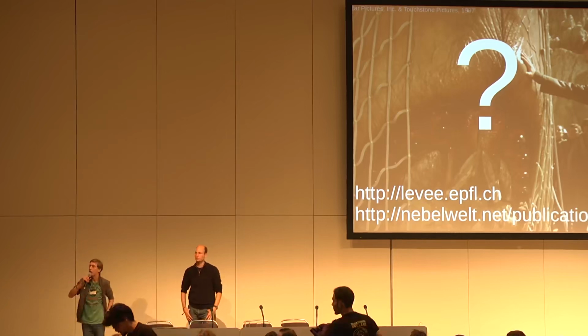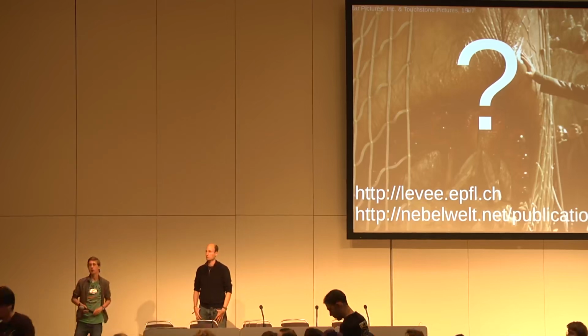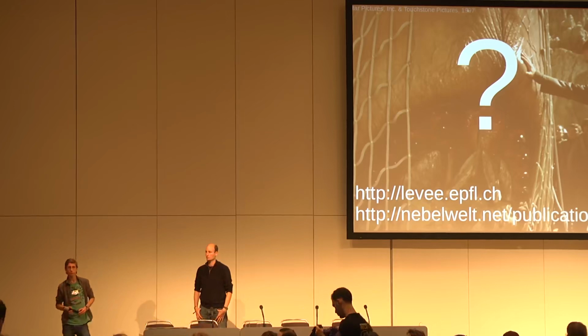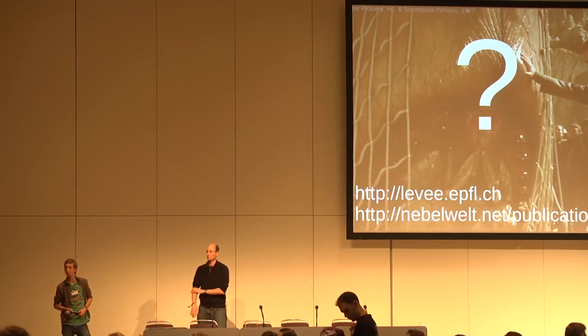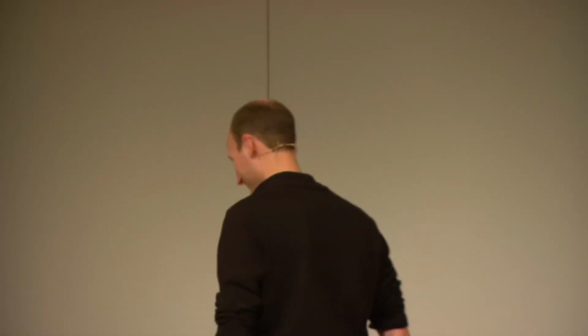Microphone 1, please. Yes, in your motivating example, the biggest chunk of potentially vulnerable C code was the Linux kernel. And I was wondering whether this kind of protection is practical in kernel space and with full permissions in hardware. That's a very good question. It's also a very hard question to answer.